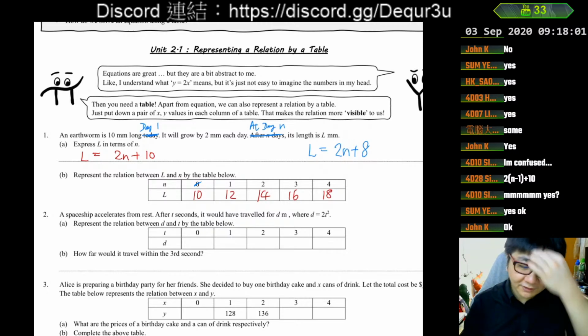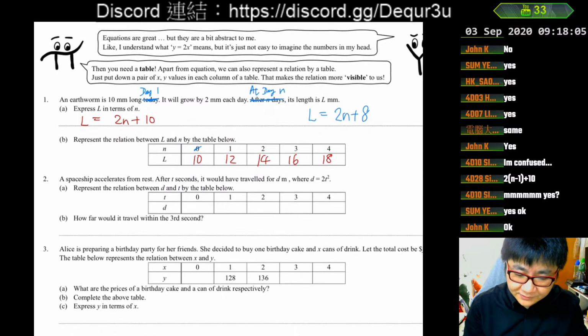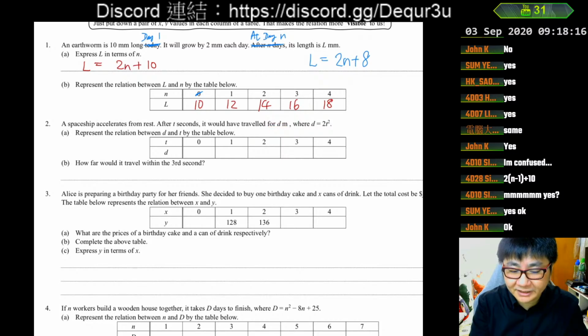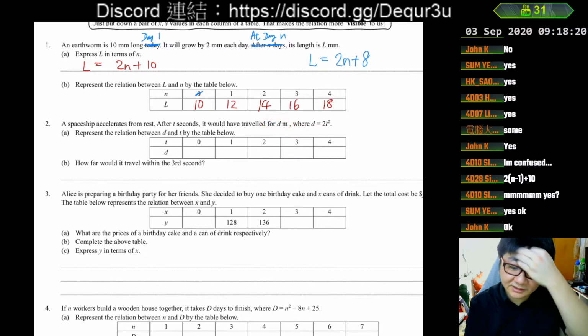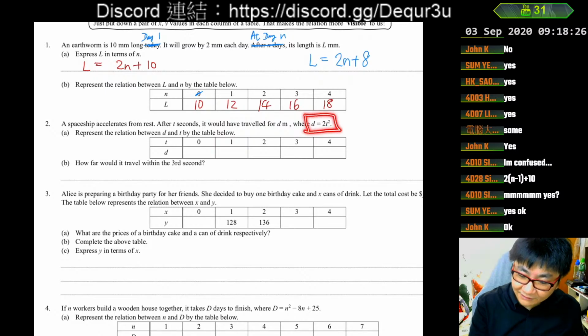Also a table form. Let's see more different kinds of relation here. So the second one is about a spaceship. A spaceship accelerates from rest, and after t seconds it will have traveled d meters. So the two things we want to compare are the time, t seconds, and the distance traveled, d meters. This time you are given the equation. You don't need to write it down by yourself. The question gives you the relation, and you try to represent it with a table.